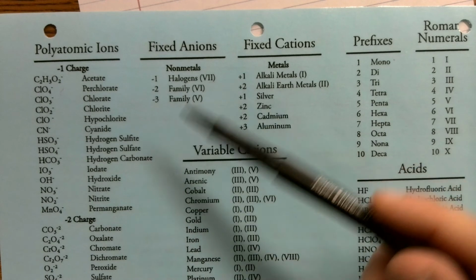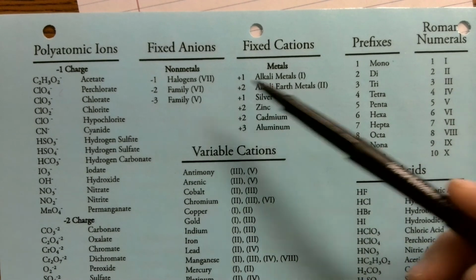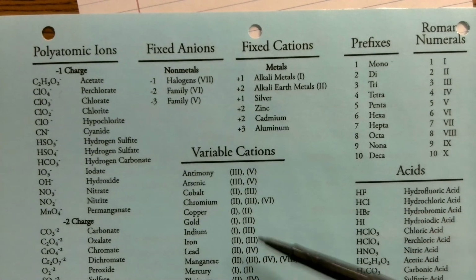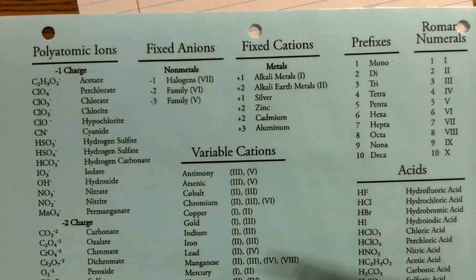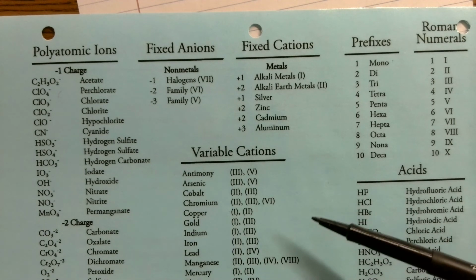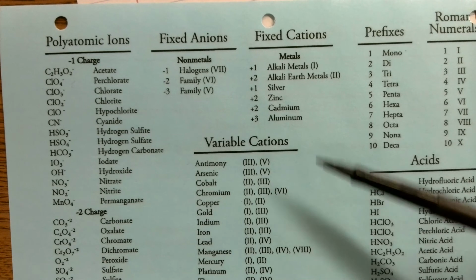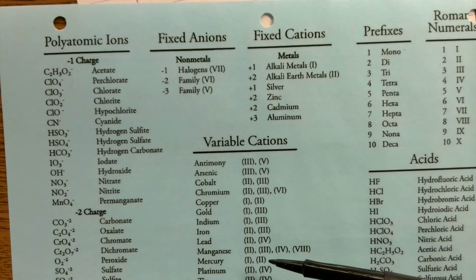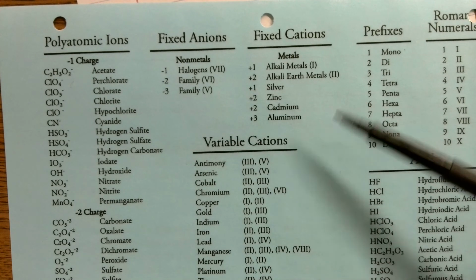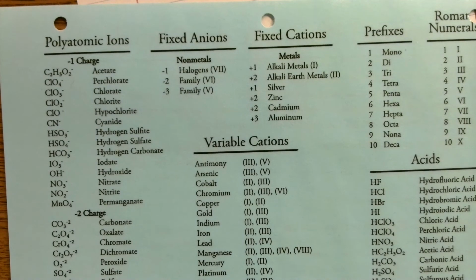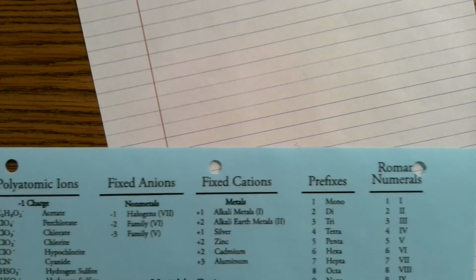So learning to recognize these fixed and variable cations will take time and will take practice. You do not have to memorize these. These are all going to be given to you. Okay. The only thing I expect you to memorize on any of this paper is probably the polyatomic ions, and that depends on what class you're in. Okay. So this will always be available to you to use. So it's just a matter of learning to use your resources in this class. Okay. All right. I think that's about everything.